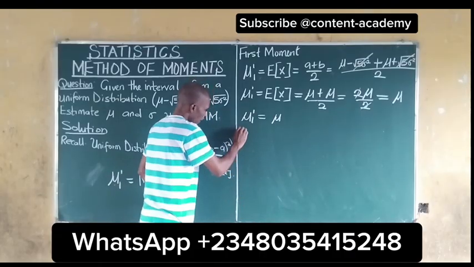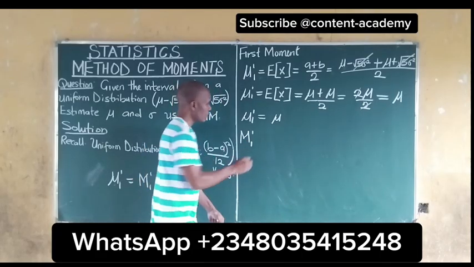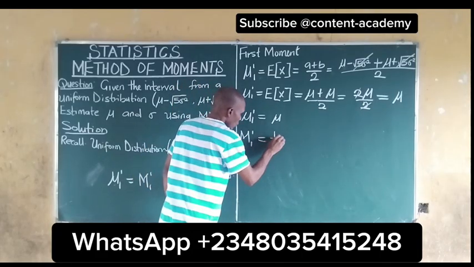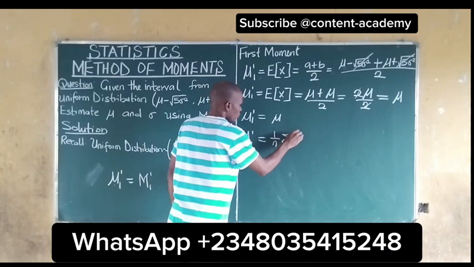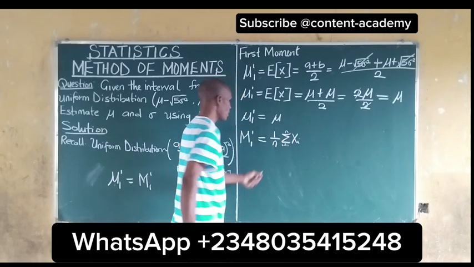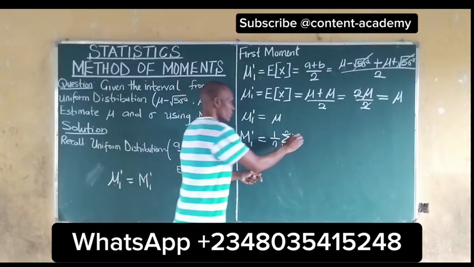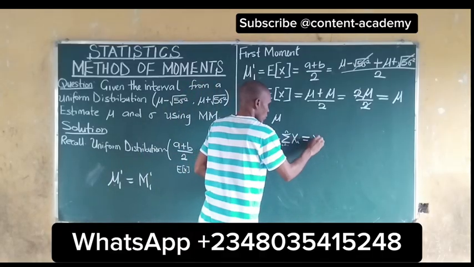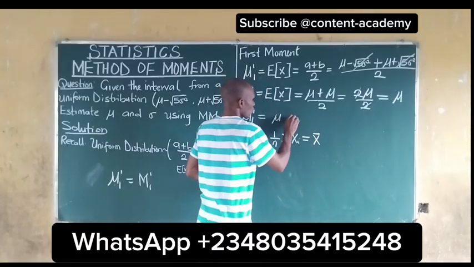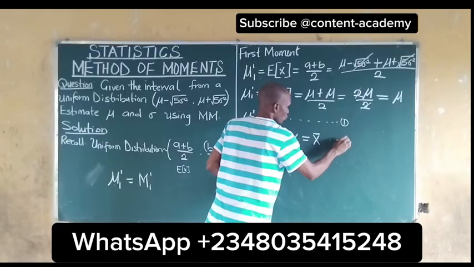Now, what about our sample mean? Our sample mean is equal to 1 all over n, the summation of xi as i running from 1 to n. This is our sample mean, and our sample mean, as we know, is equal to x bar. So we'll take this as our equation 1 and this as our equation 2.